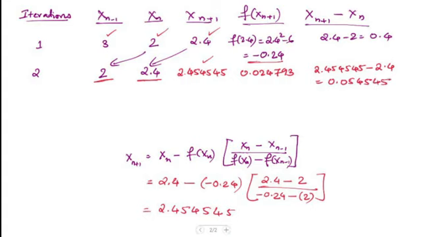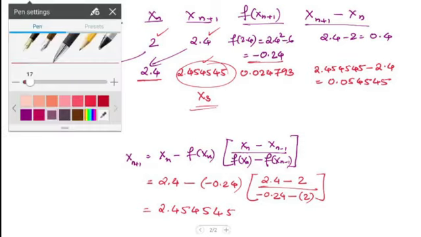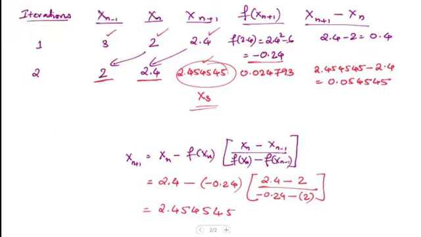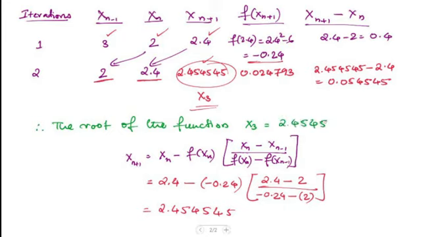All right, what we were supposed to find is this value, our x3, and we have already found it. So we can write the answer as: therefore, the root of the function, x3, is equal to 2.454545, and that would be the end of this answer.